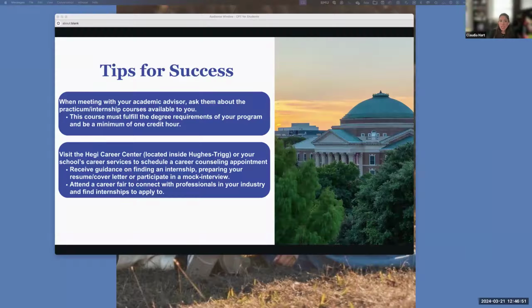Okay, some tips for success is, of course, meeting with your academic advisor as soon as you know you're interested in participating in an internship to enhance your academic experience, understanding what those requirements are and what your options are. And one of the biggest tips is that we have probably the most wonderful career services office, and there are so many resources, and of course we have someone with a lot of expertise that will share more information, but just make sure that you take advantage of all the services that you can find at Hegi.